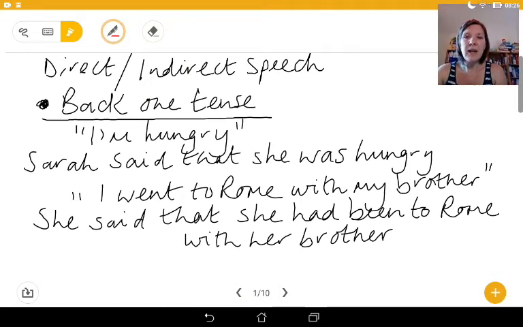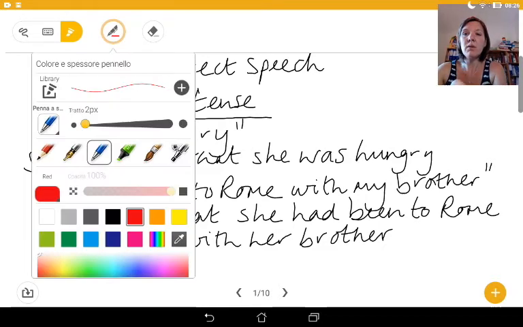So basically, we're looking at direct or indirect speech. And the main rule that we have when we're talking about direct or indirect speech is called back shifting, which is basically when you have to go back one tense into the past.